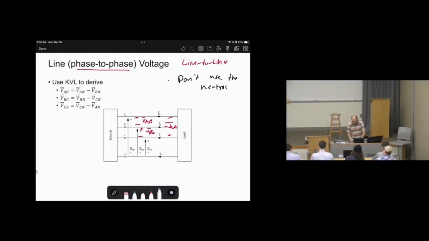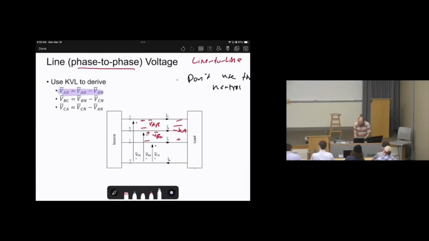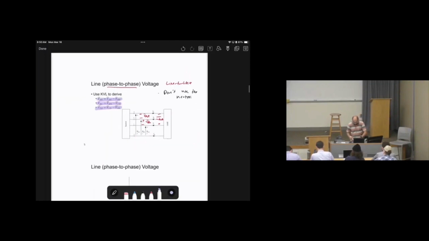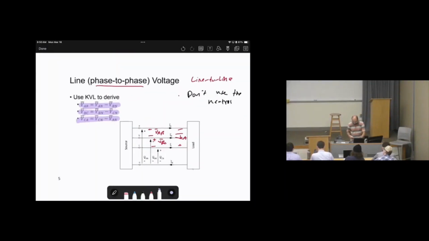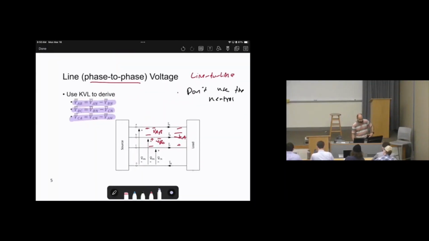So how can we do the calculation? VAB equals VAN minus VBN. VBC equals VBN minus VCN. VCA will be VCN minus VAN. We will discuss more details about this, but these are line to neutral voltages. Next thing, we will talk about the balanced formulas about it, next lecture.